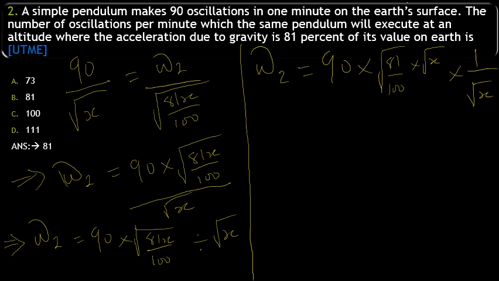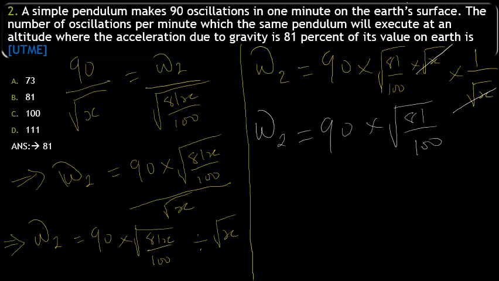In order to remove the division sign and replace it with a multiplication sign, remember you invert whatever you have there, and that's what is happening. Now this takes care of this, and then we have omega 2 is equal to 90 times square root of 81 over 100. So this is 90 times 9 over 10, and 0 cancels 0, and then our answer is 81, and that's the answer.